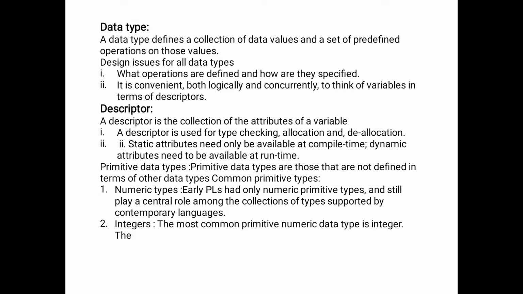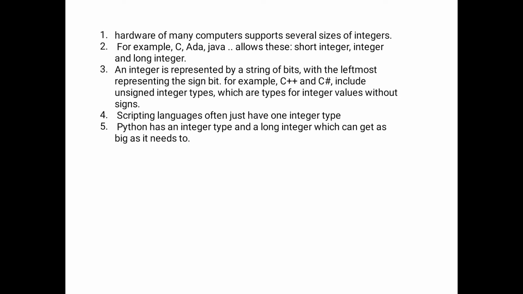In numeric data types, there are three types: first one integers, second one floating point values, third one complex. First one, integers. The most common primitive numeric data type is integer. Hardware of many computers supports several sizes of integers. For example, C and Java allow these: short integer, integer and long integer.